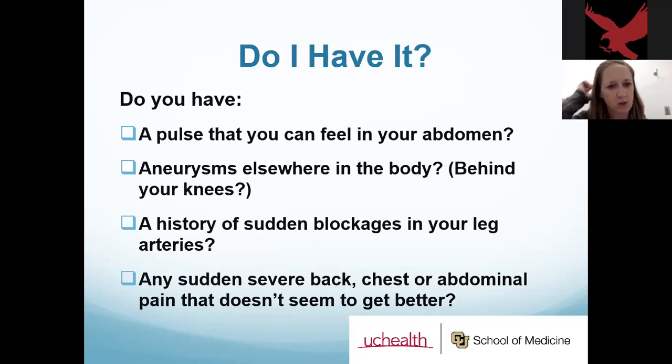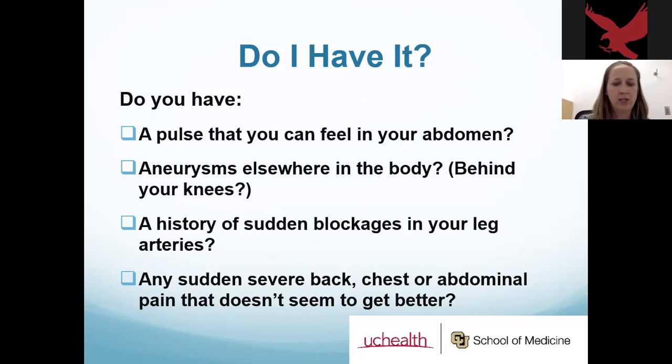Some aneurysms are too small to feel, but it's something to consider if you have risk factors for potentially having one. Check behind your knees. Is there any real fullness back there? Any really, really strong pulse behind your knee? Because behind the knee is often a hard pulse to feel. When it's really prominent, we tend to start imaging the legs just to make sure we don't miss something.